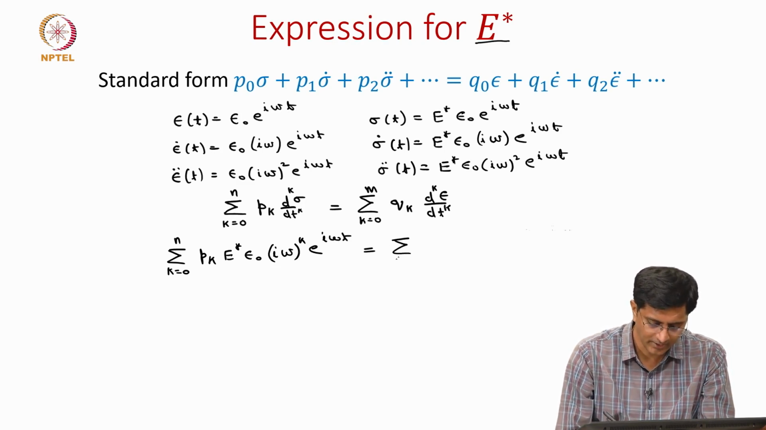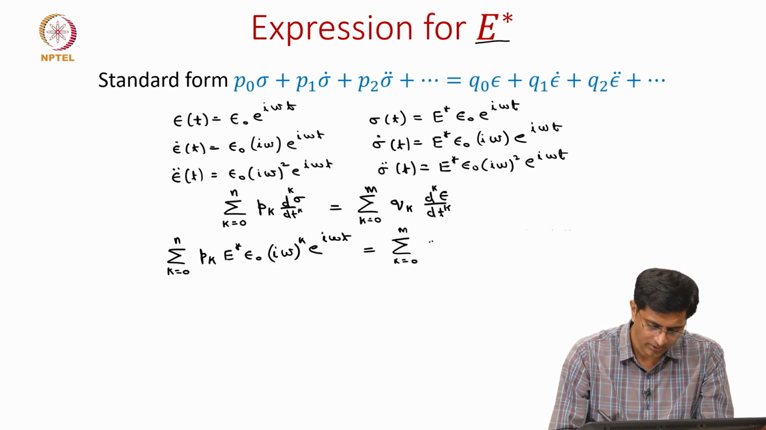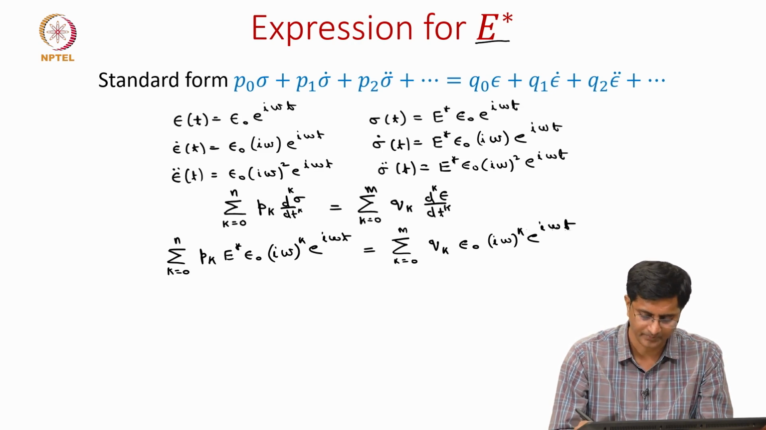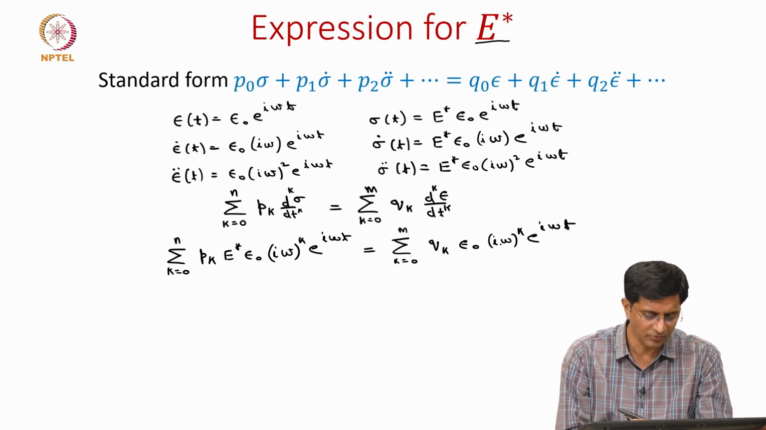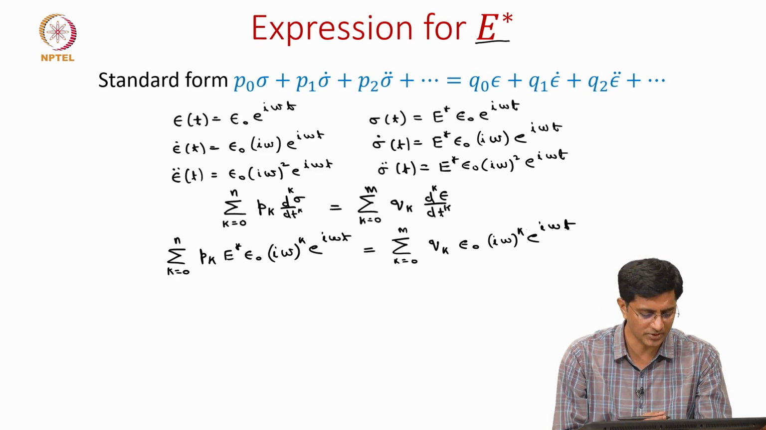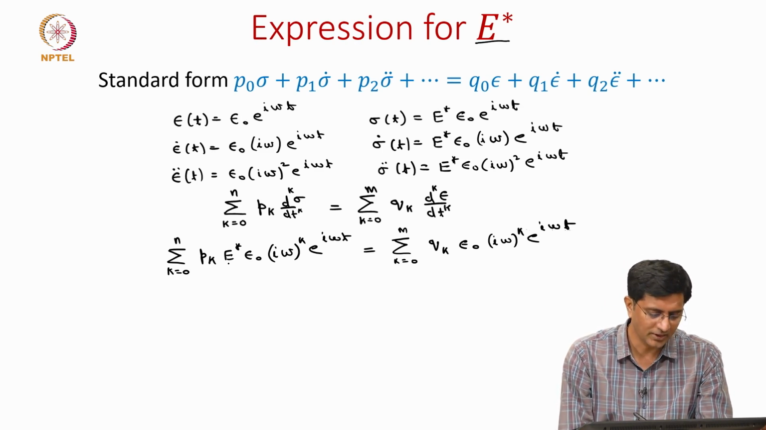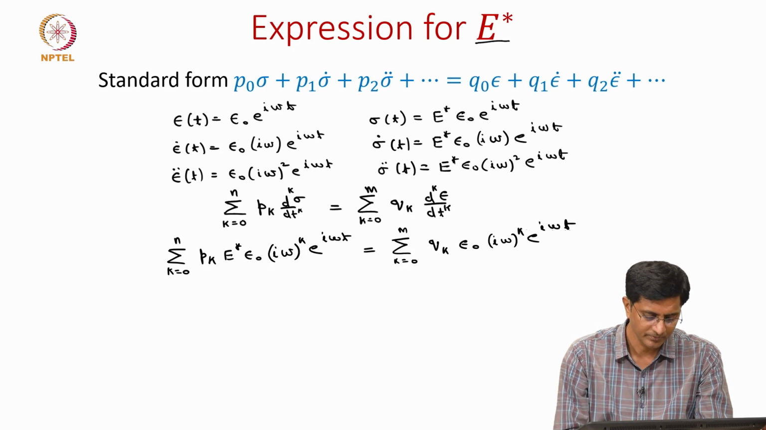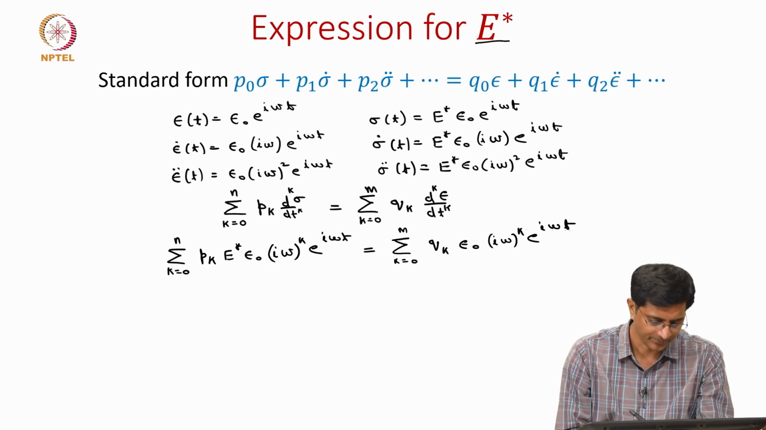To the right hand side it is almost the same, other than we will have these qk terms and we do not have these E star. So, it will be simply epsilon naught times I omega power k e power I omega t. So, now let us see which of these terms we can take out of the summation. E star we can take it, epsilon naught and e power I omega t. Only terms which will remain in the summation are the pk and I omega power k terms.